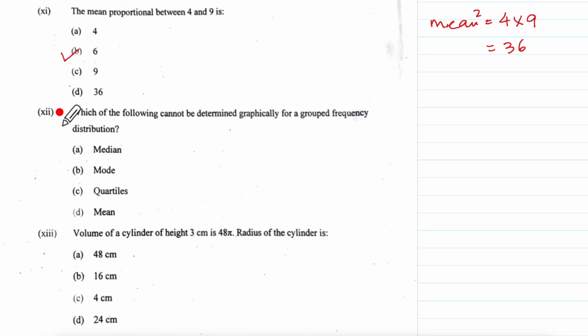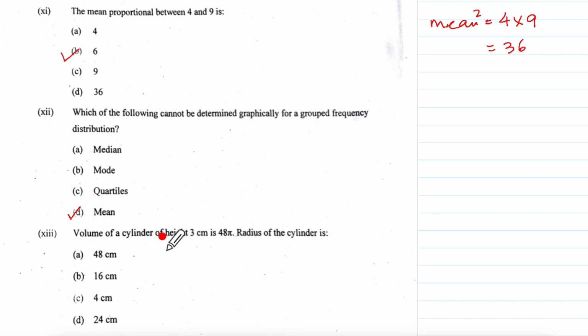Let's look at the 12th one. Which of the following cannot be determined graphically for a grouped frequency distribution? Now if we look at median, we need cumulative frequency curve, which is the ogive. Mode also, we need to draw the graph histogram and then find the mode. Quartiles also need ogive, that is cumulative frequency curve. But mean doesn't have to have a graph, correct? So that will be our option D.